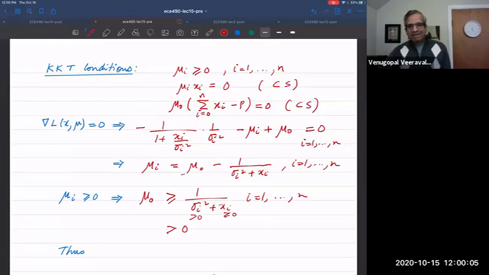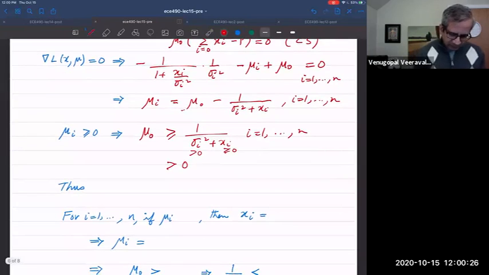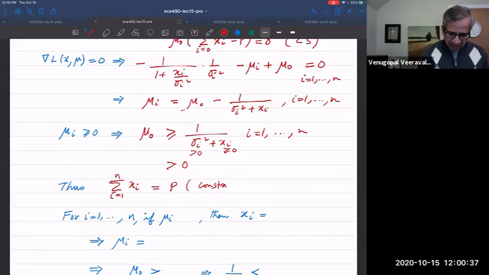Okay, so what does that mean? That means you automatically have that the sum constraint has to be active by complementary slackness. So you go back to this equation: if mu 0 is positive, that means this has to be equal to 0. Does this make sense from an intuitive viewpoint? So the sum constraint has to be active.